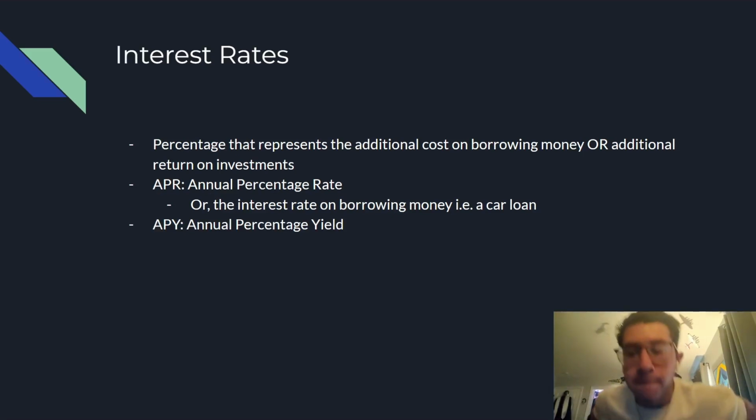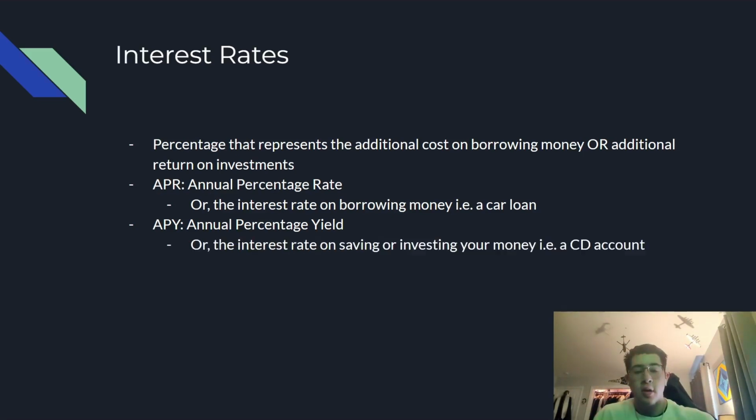Or you can have an APY. An APY is the annual percentage yield. These are two different things. Annual percentage rate is how much you pay. Annual percentage yield is how much money you're going to be getting. So, annual percentage yield, the interest rate on saving or investing money, such as a CD account. You might see an APY of 5% on a CD account.